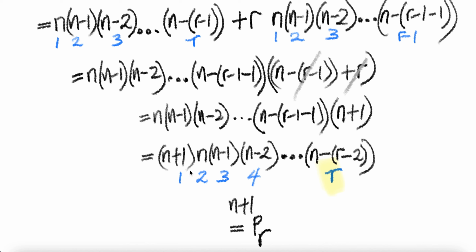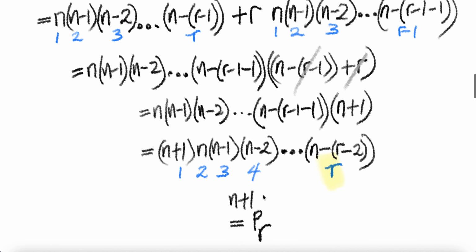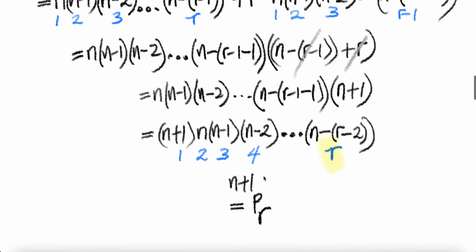Also, we have one term, two terms, three terms, four terms, and so on, up to the r-th term. So we started with n plus 1, reduce by 1, you get n, reduce by 1, you get n minus 1, reduce to n minus 2, and so on. Starting from n plus 1 until you get how many terms? r terms. So that is that.